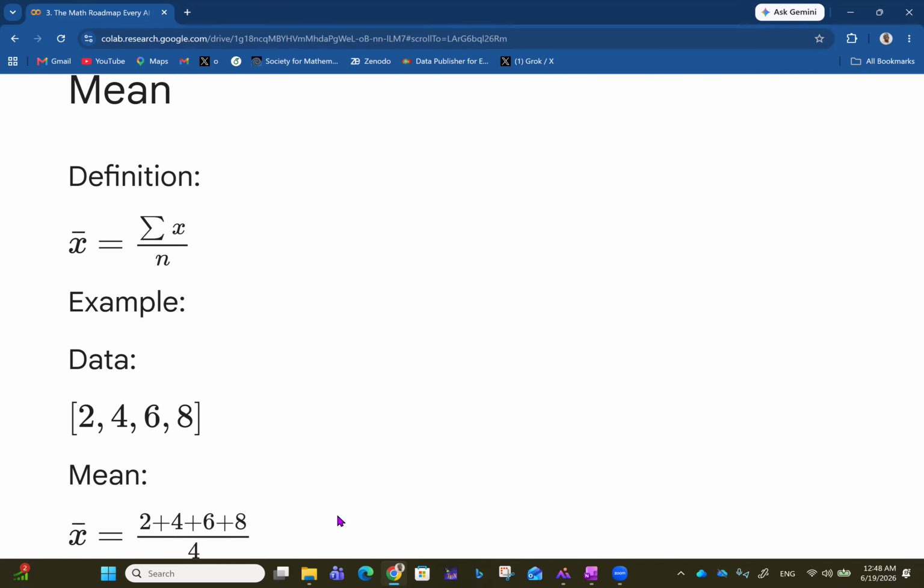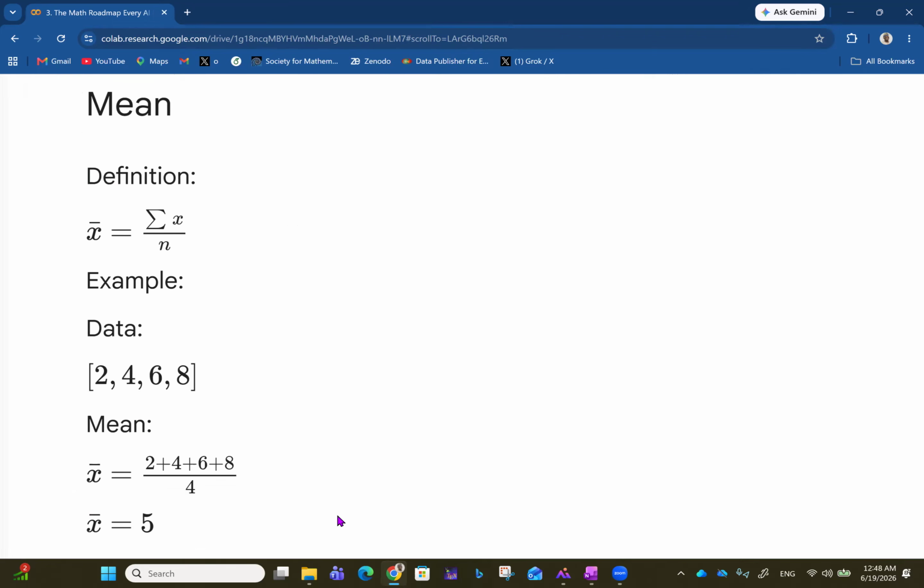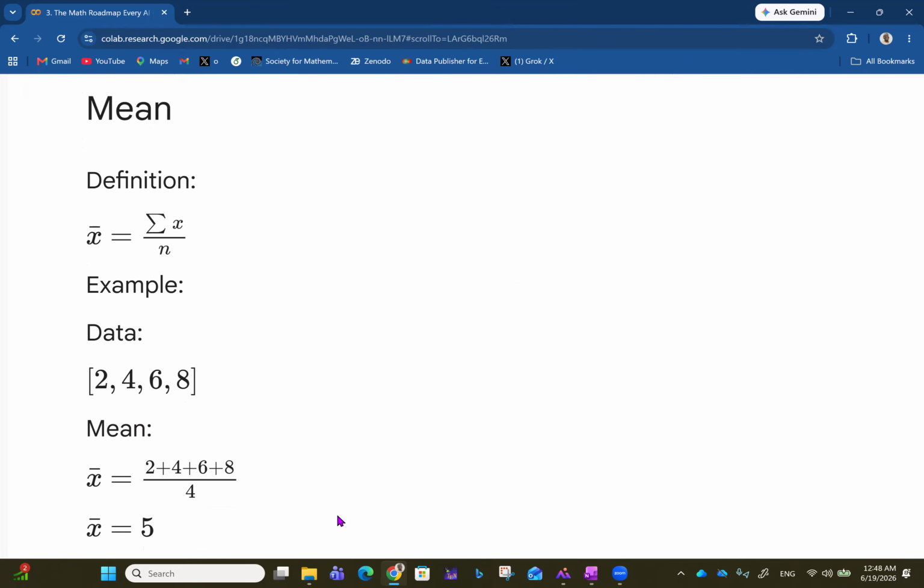So let's talk about one of the simplest things to learn in statistics, which is measures. I have a playlist on statistics too, where we talk about measures of central tendency, measures of dispersion, and measures of shape, and all of that. So the mean, by definition, is x bar, which is the summation of all observed data divided by the number of observed data.